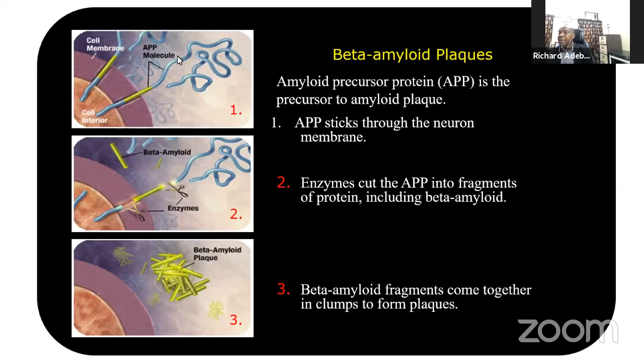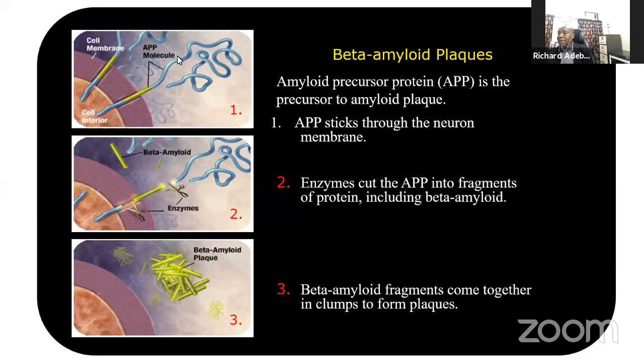So we can see the cell membrane, we can see the APP molecule. So when they break down like that, they stick through the neuronal membrane, and this causes a lot of problems. The enzymes cut the APP in the brain into fragments of protein called beta amyloid. So accumulation of these beta amyloid fragments come together in clumps, from that third picture, to form plaques.